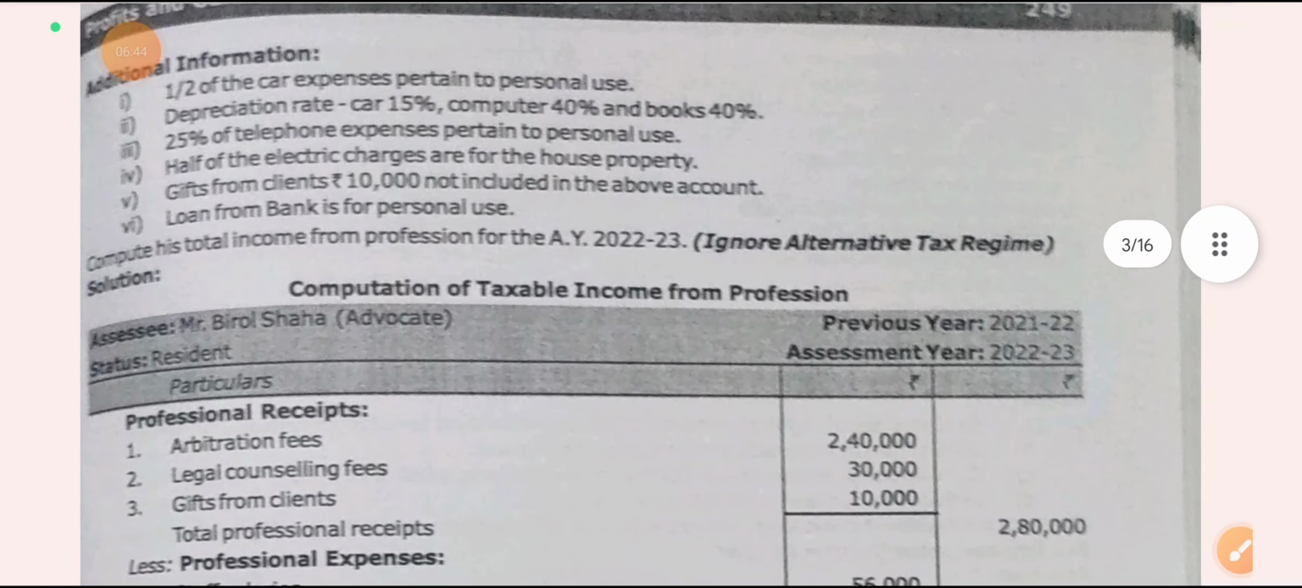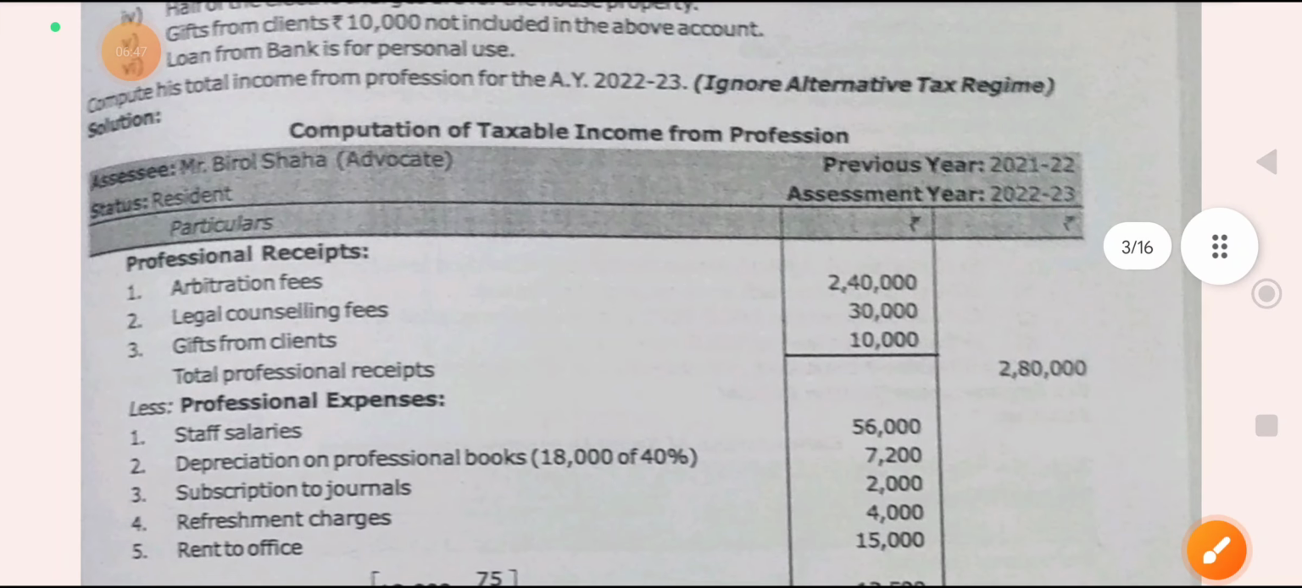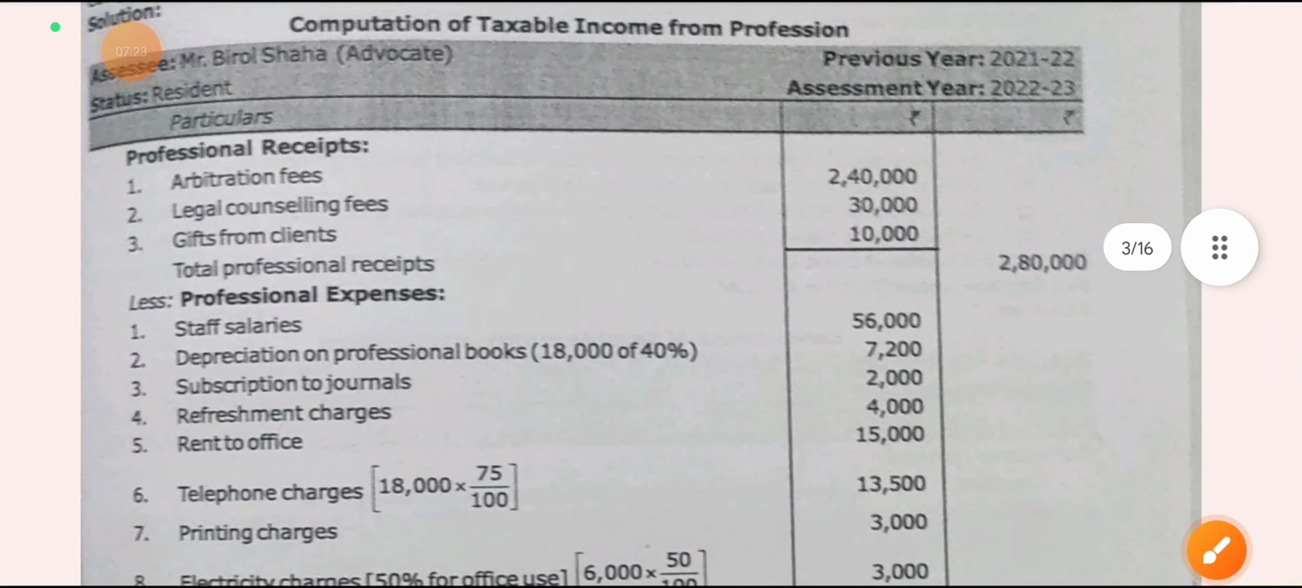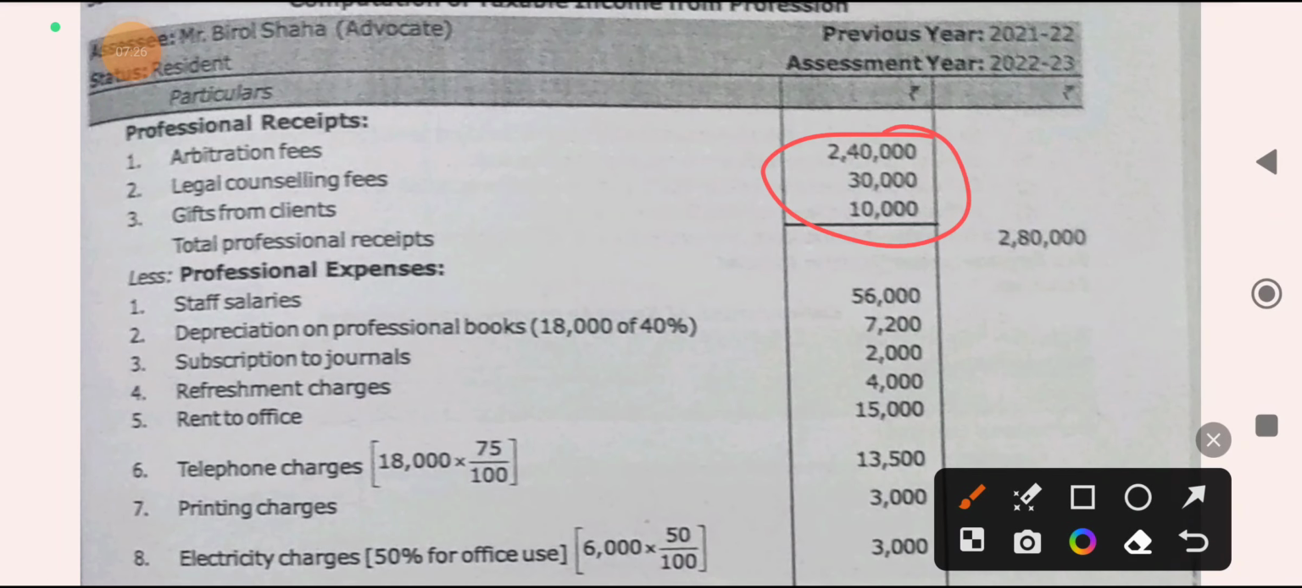So let us see the computation format. Computation of taxable income from profession. Mr. Bayrol Shah, advocate, resident, previous year 21-22, assessment year 22-23. Arbitration fees, when they settle disputes. If there are any litigations and they solve them, they get fees. Legal fees, gifts from clients, this has been included, previously it was not there. Together total professional receipts 2,80,000.